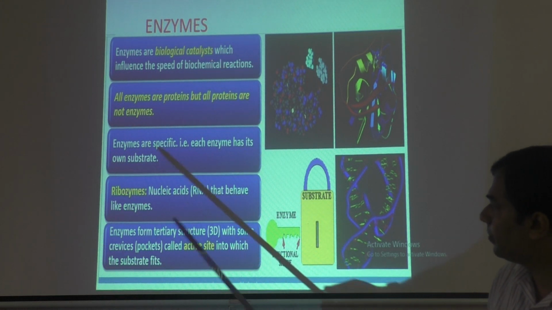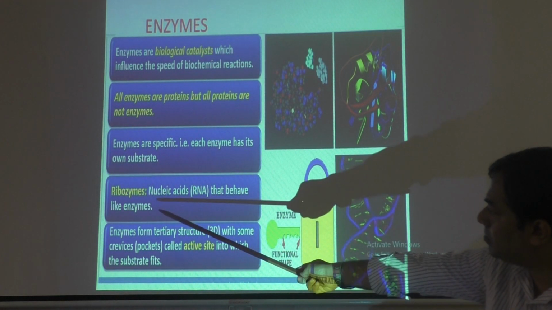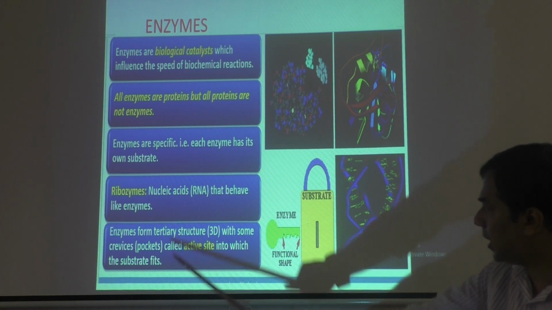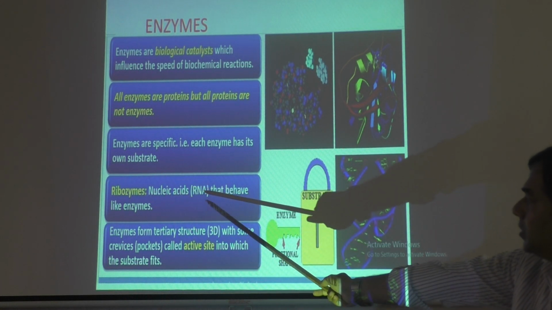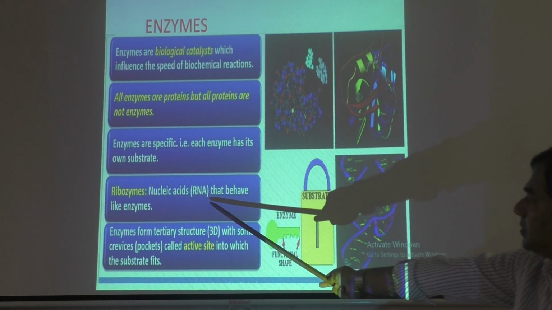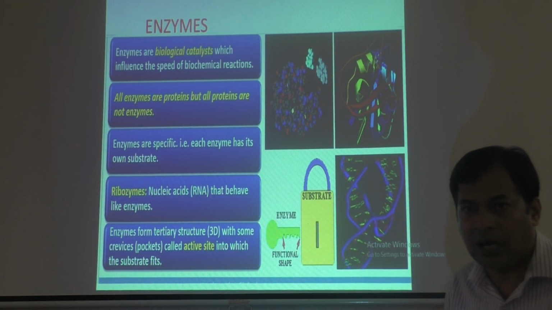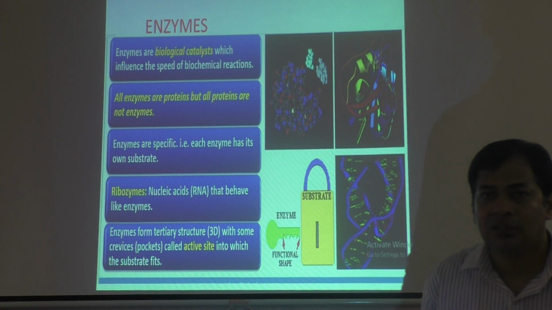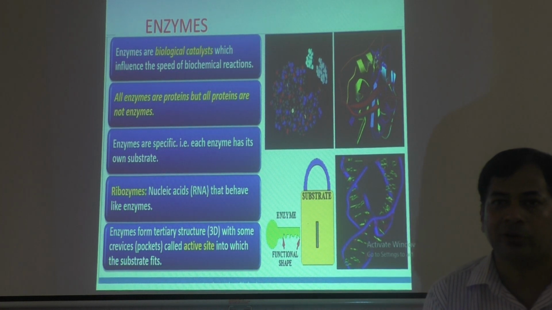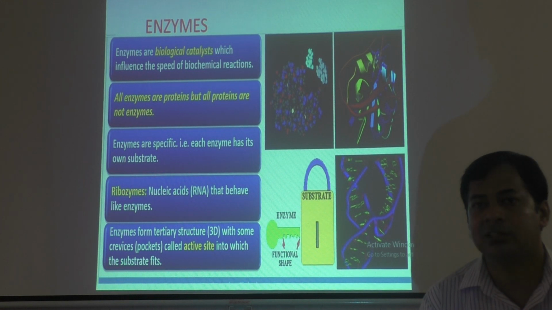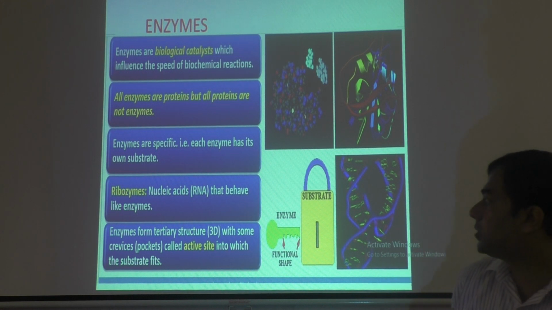Okay, so ribozymes are also enzymes. Ribozymes are enzymes where nucleic acid, RNA, behaves like an enzyme. Sometimes RNA, ribonucleic acid, which is a genetic material, behaves as an enzyme. Then it is called a ribozyme enzyme.